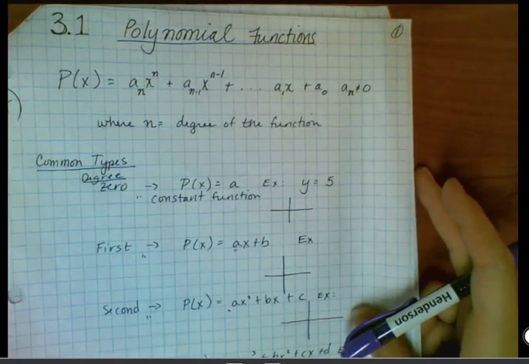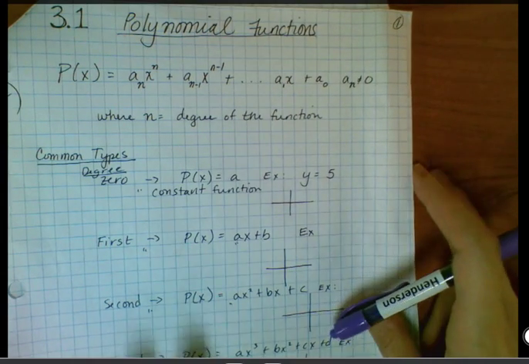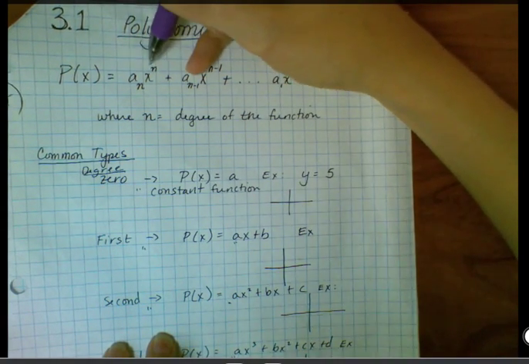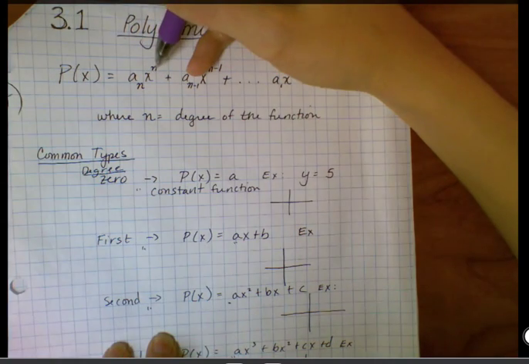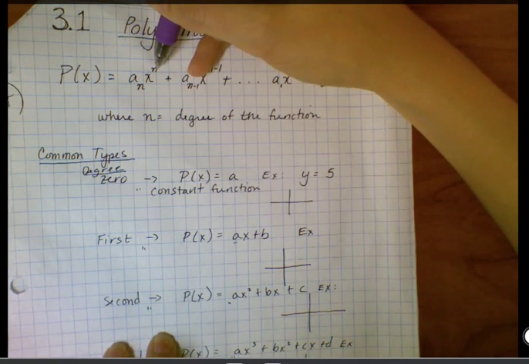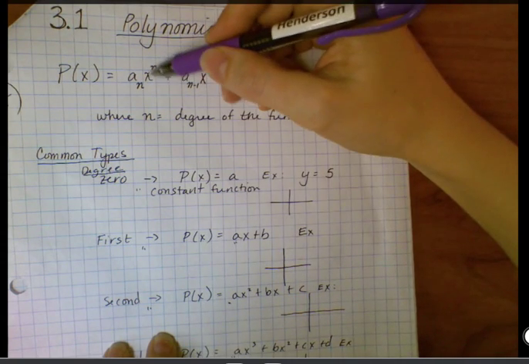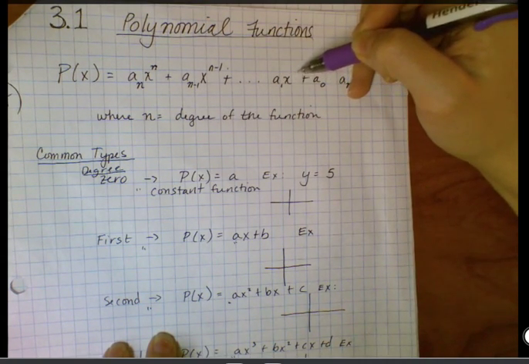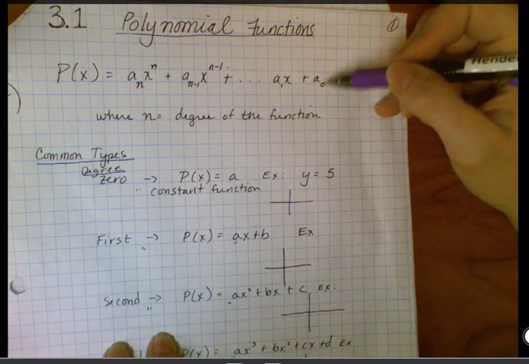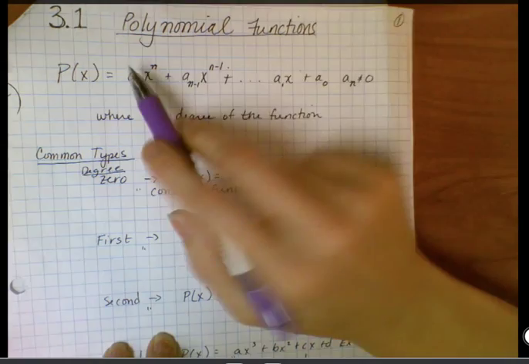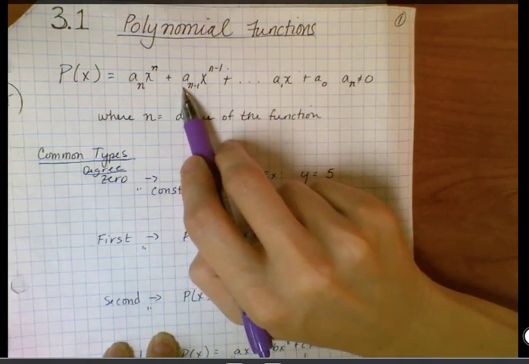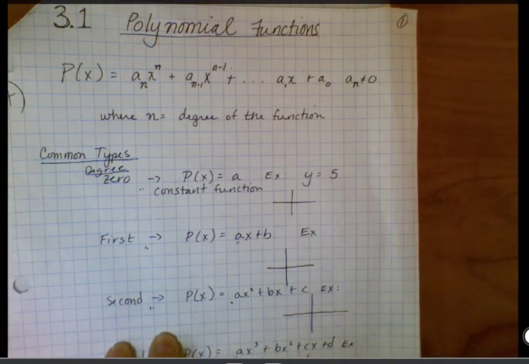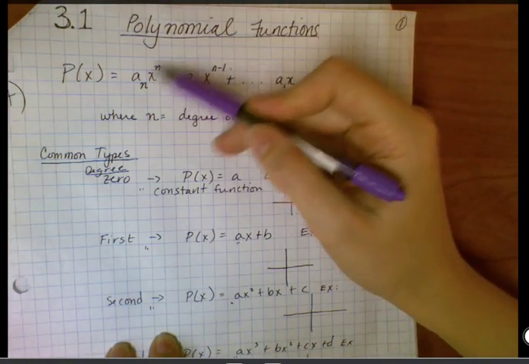Now, 3.1, polynomial functions. So a polynomial is anything where the power on the x is an integer here. And so we could have x cubed, squared, all the way down to x to the first, and then we have what's called a constant back here. And then the a sub n minus 1, those are just talking about the coefficients of the variable here.